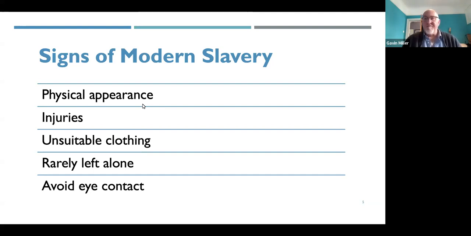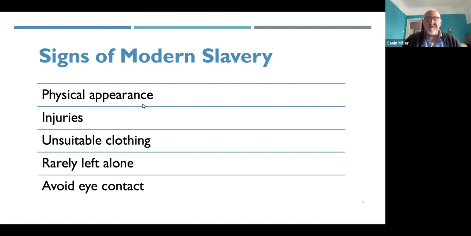Look at somebody's physical appearance. They might look unkempt, malnourished, frightened, dirty, withdrawn, or confused. They might have injuries that they can't explain, bruises, scars, scratches. They might have little money or food, or little or very unsuitable clothing. The lack of suitable clothing and footwear might be really obvious for yourselves to identify when you're on a site.